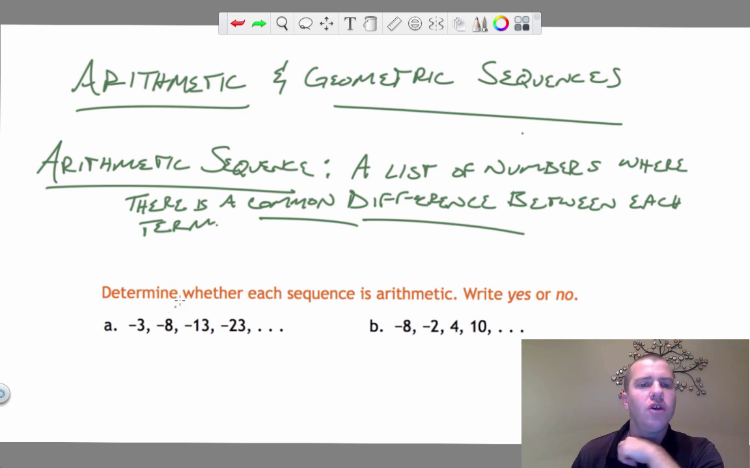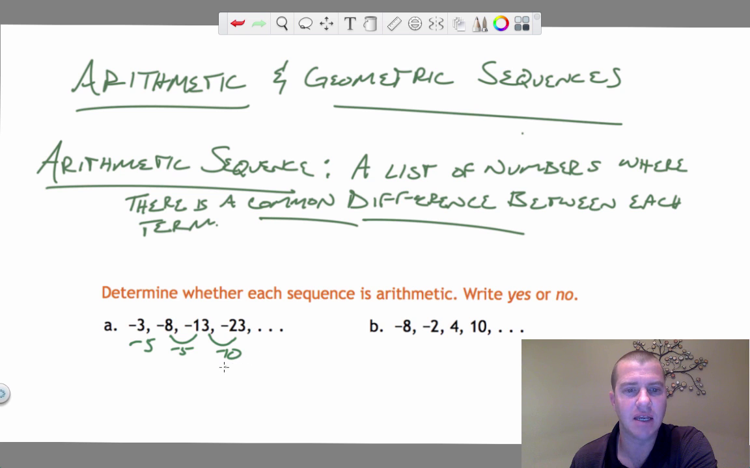Okay? So for these, we're going to determine if the sequence is arithmetic or not. To get from -3 to -8, what I'm adding is -5. Then to get from -8 to -13, I'm adding another -5. But to get from -13 to -23 is a -10. So this is not an arithmetic sequence.